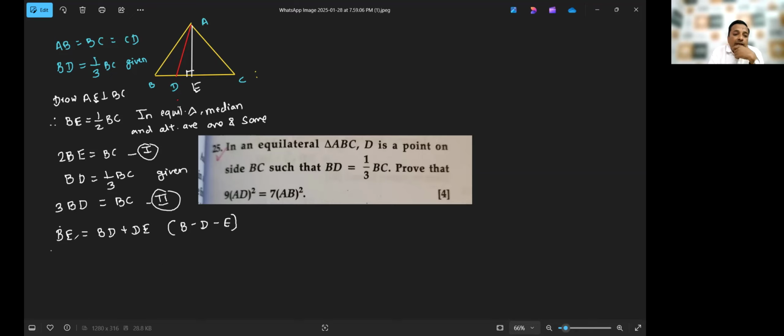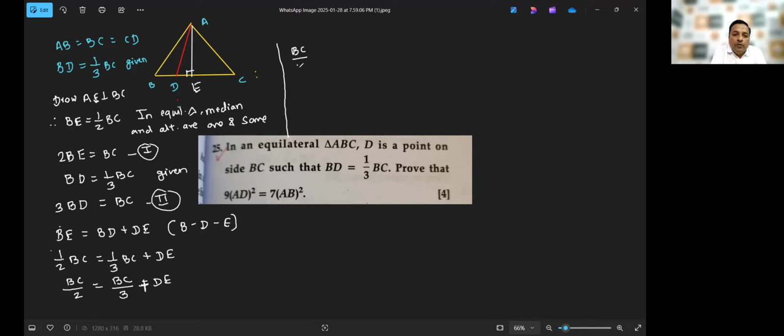Now how do we find the value of BD? We have the value of BE, that is 1/2 BC. The value of BD has come, that is 1/3 BC. Then we have to find DE. So this 1/2 BC means BC by 2, 1/3 BC, this is BC by 3, is equal to DE. Sorry, plus. Now shift this 1/3 to the other side.